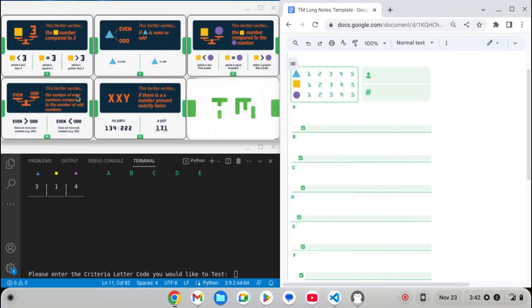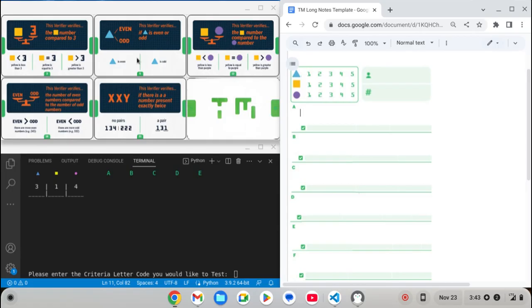So in the grid above, we've got our 5 criteria cards. On the top row, we've got criteria card A, criteria card B, and criteria card C. On the bottom row, we've got criteria card D and criteria card E. So criteria card A takes a look at our middle digit, the square digit, and compares it to the number 3. So should the value of square be less than 3? Should it be equal to 3?